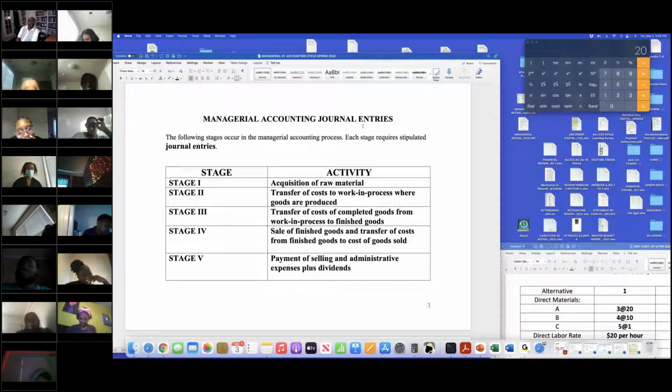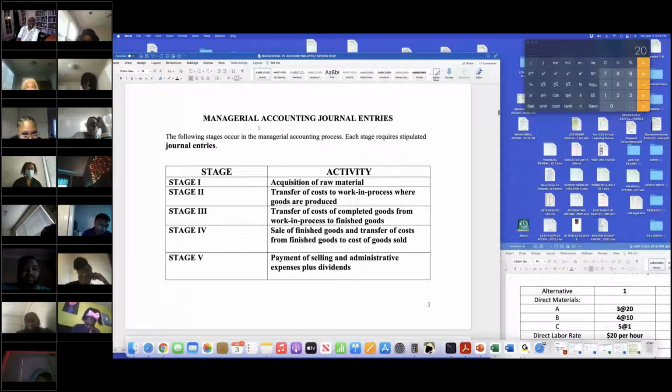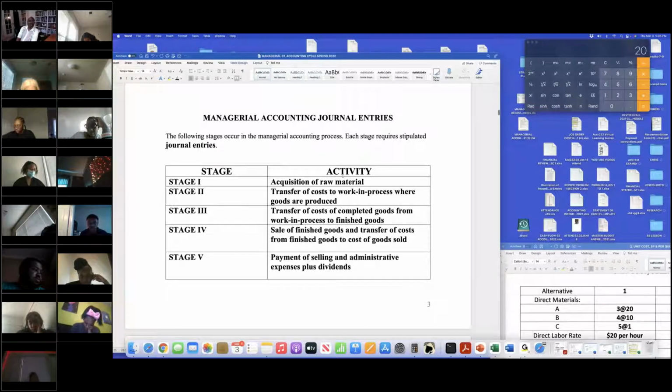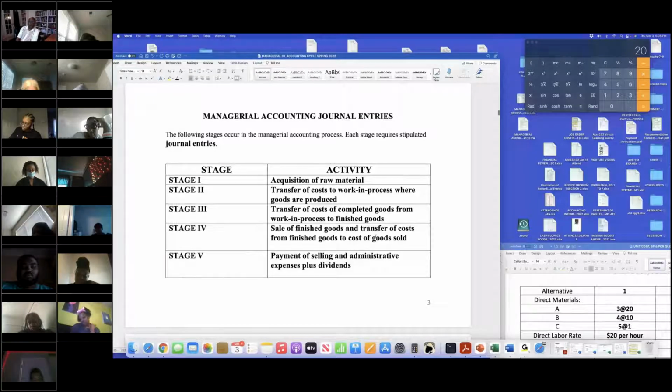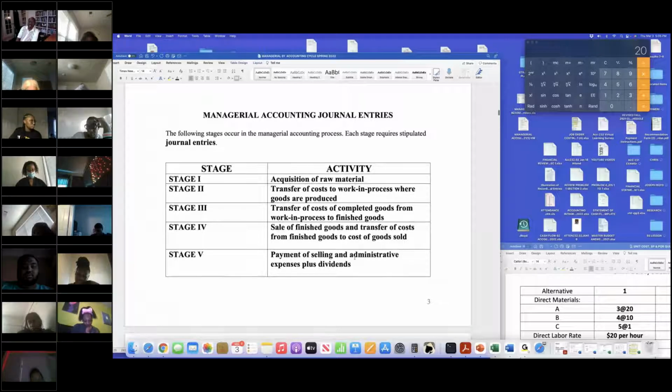All right. Step two, making journal entries, the managerial accounting cycle. What I've done is break these journal entries up into stages. Ms. Williams likes to read, so I've got a lot of reading here. In stage one, we acquire the raw materials, getting ready to make 100,000. Then we transfer the raw materials to the production floor. Then we transfer the cost of the completed goods to finished goods. Then we sell them. Then we pay selling and administrative expenses plus dividends. So we've got pictures and words.